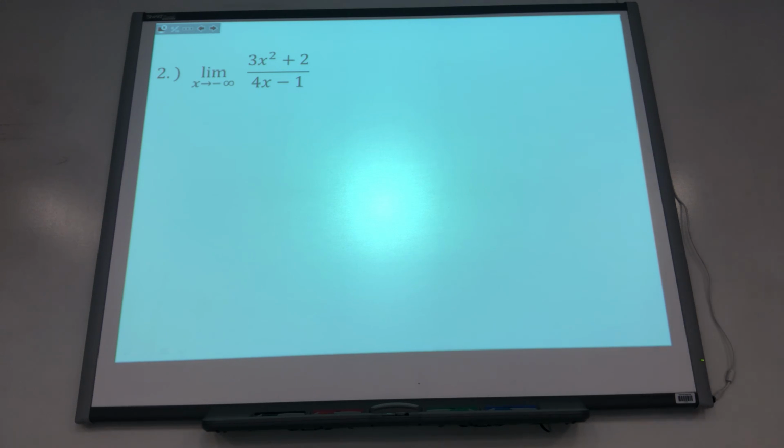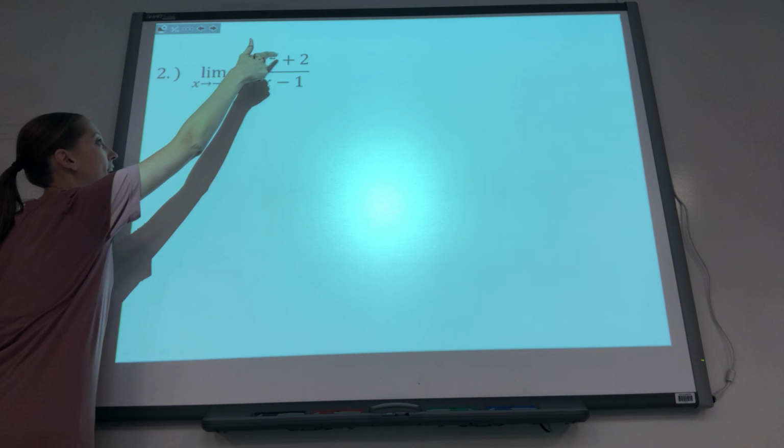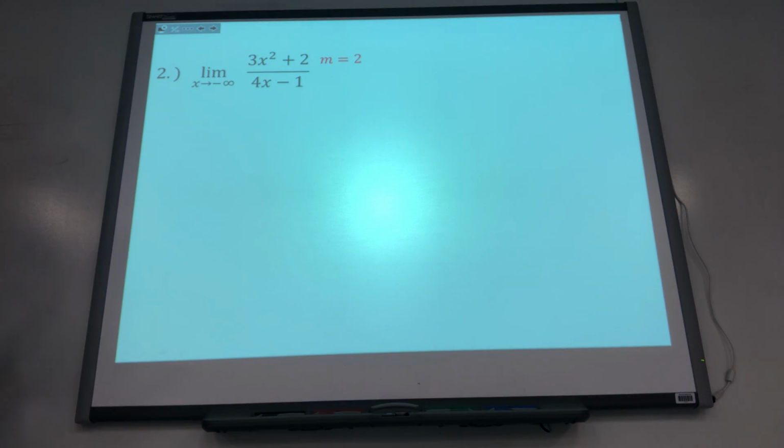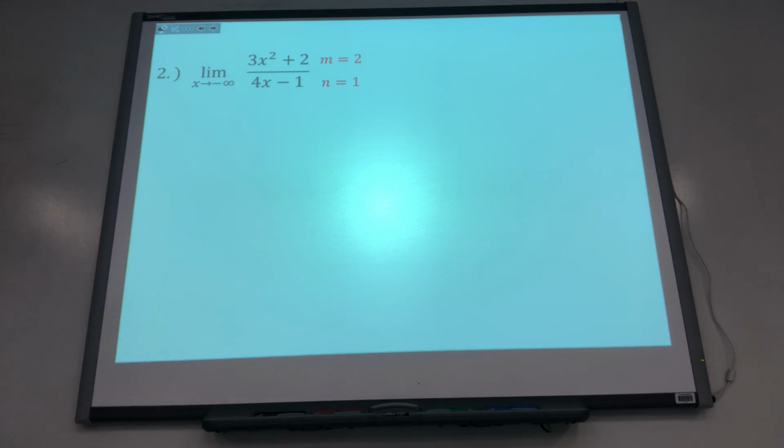Now it's the limit as x approaches negative infinity of 3x squared plus 2 all over 4x minus 1. Okay, well, biggest power of x on top is 2. M is 2. Biggest power of x on bottom is 1. So in this case, m is actually greater than n.